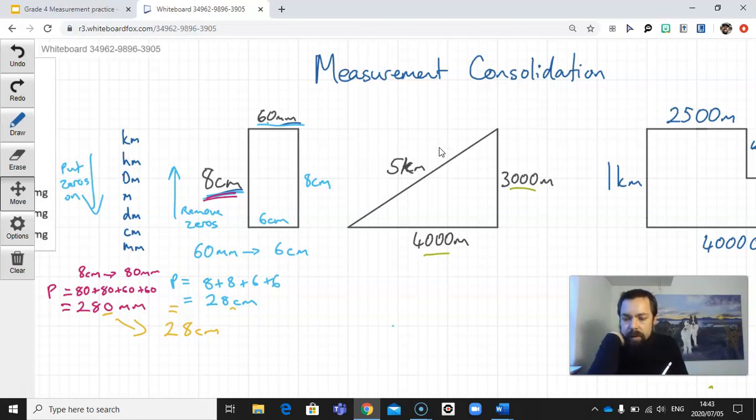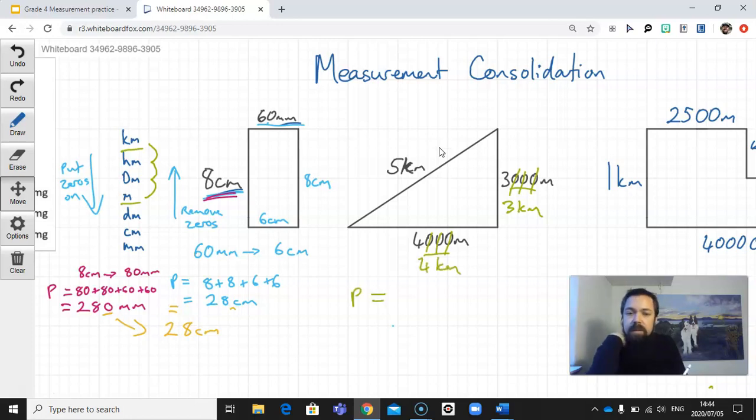Looking over there on the left where I've got my mnemonic, my order of the size of different things, I want to go from meters to kilometers. That is going 1, 2, 3 jumps, so I've got to take away 3 zeros. So that means that this is 3 kilometers. Same over here, take away 3 zeros, which means that this is 4 kilometers.